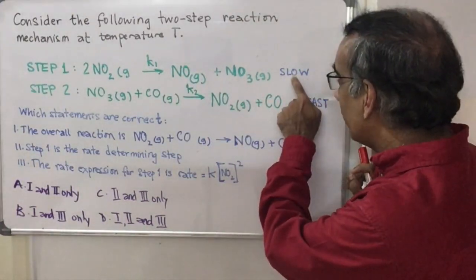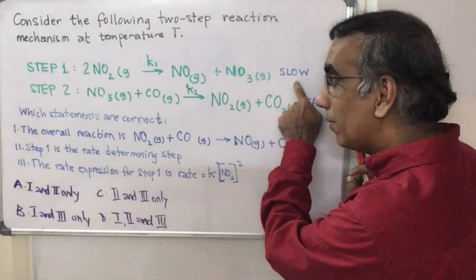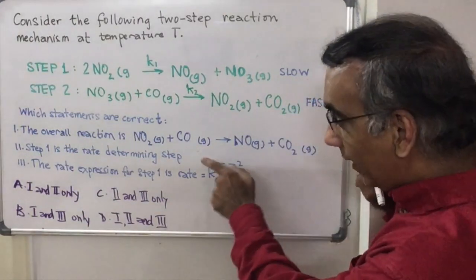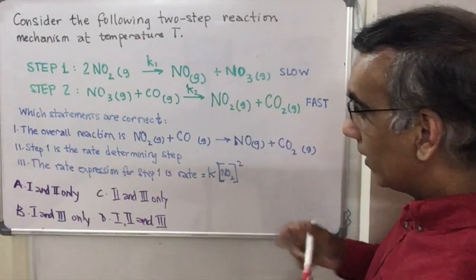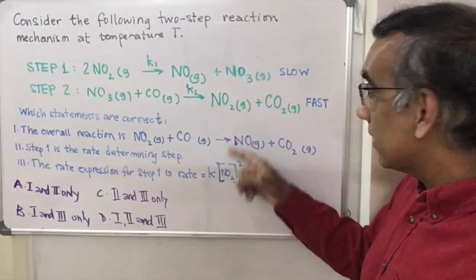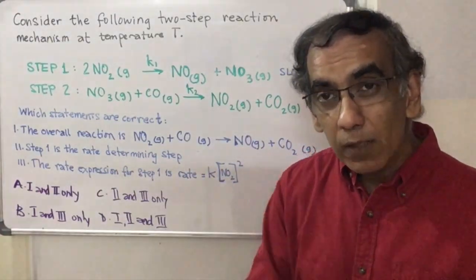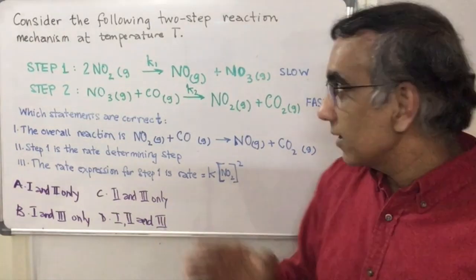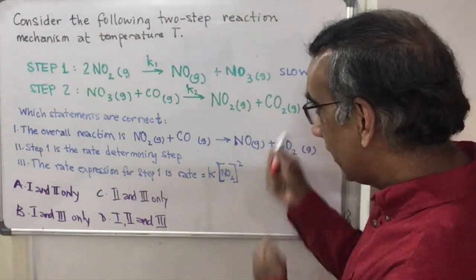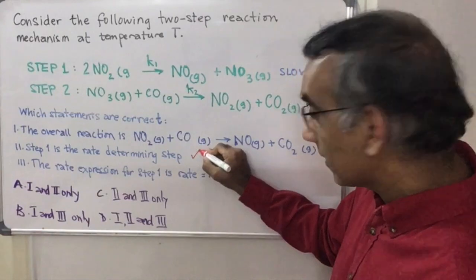And here you have the slow or the rate determining step as step 1. And then one of the statements is step 1 is the rate determining step. Yes, the rate determining step, or the RDS, is always the slow step. So it means that 2 is correct.